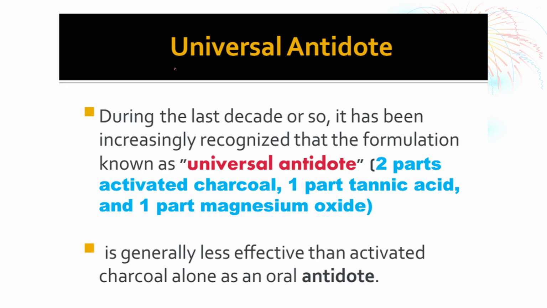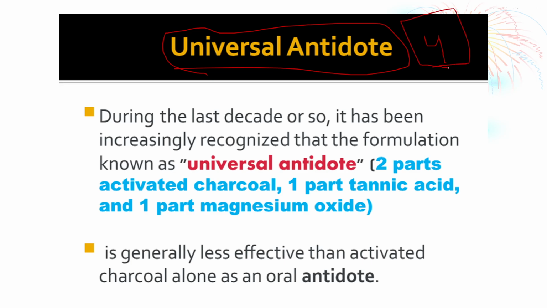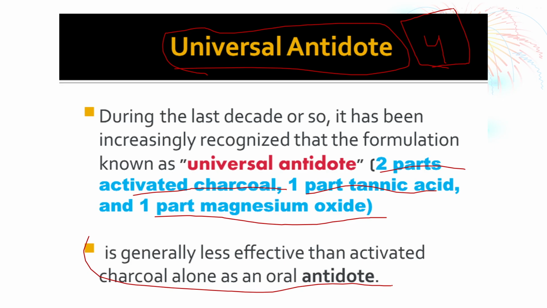Now, the last topic is the universal antidote. It is any antidote given when the poisons are in different mixtures and we don't know about them. So we give four different components of antidotes, combine them together, and name them as a single antidote. To remember, it has four parts: two parts contain activated charcoal, which is highly adsorbent and a mechanical antidote, one part tannic acid, and one part magnesium oxide. All of them combined together have a very high effect as an antidote. We call that the universal antidote.